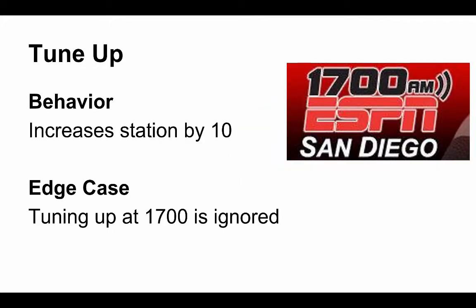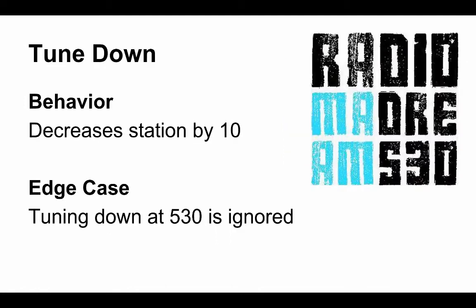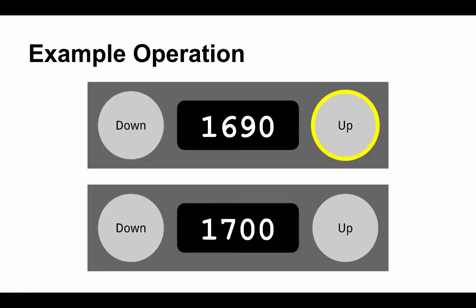The behavior of the tune-up button should be pretty standard, except for when you reach the highest radio station possible, which in our case is 1700. So if I am tuned to 1700 and I push up, it's just going to be ignored. Similarly, when you're tuning down, the tuning down button decreases the radio station by 10 unless you get to that lowest possible station at 530, and then you push the button and it just doesn't do anything.